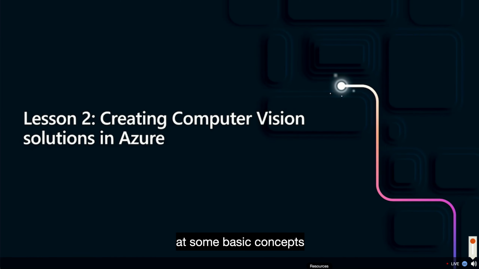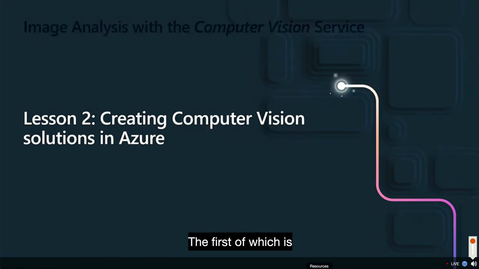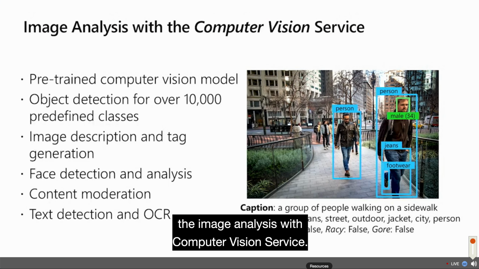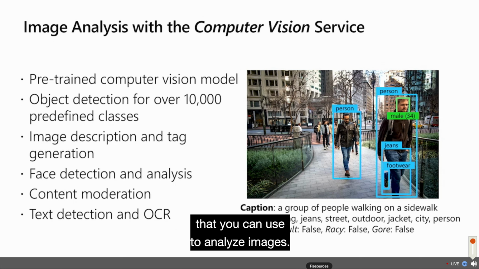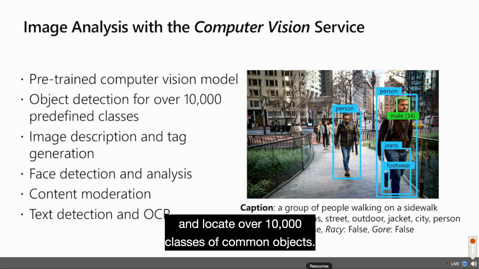Now that you've looked at some basic concepts of computer vision, let's see some of the services that are available for you to use on Azure. The first of which is the image analysis with computer vision service. Now that we know what cognitive services are, we're going to look at some of them in detail. The computer vision cognitive service provides a pre-trained computer vision model that you can use to analyze images. This pre-trained model can detect and locate over 10,000 classes of common objects.